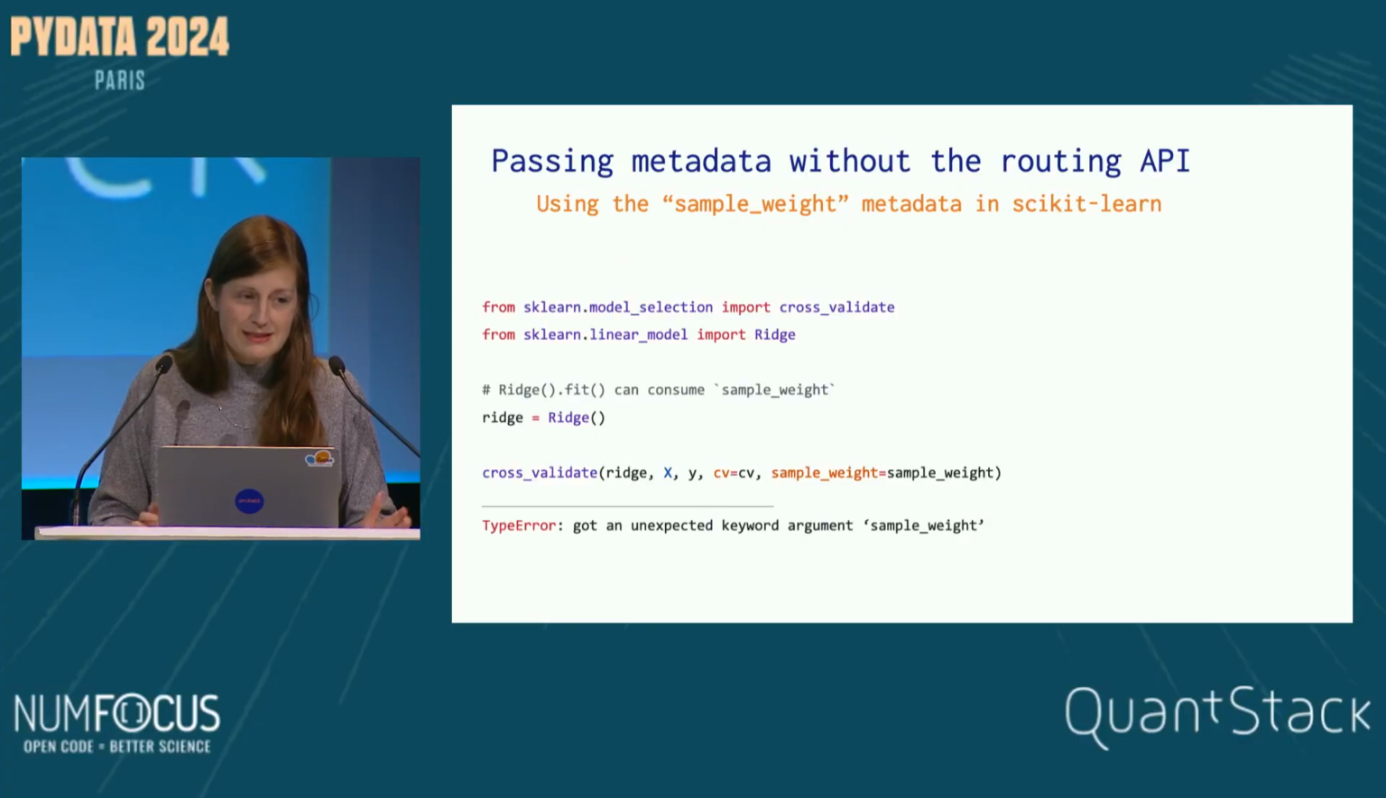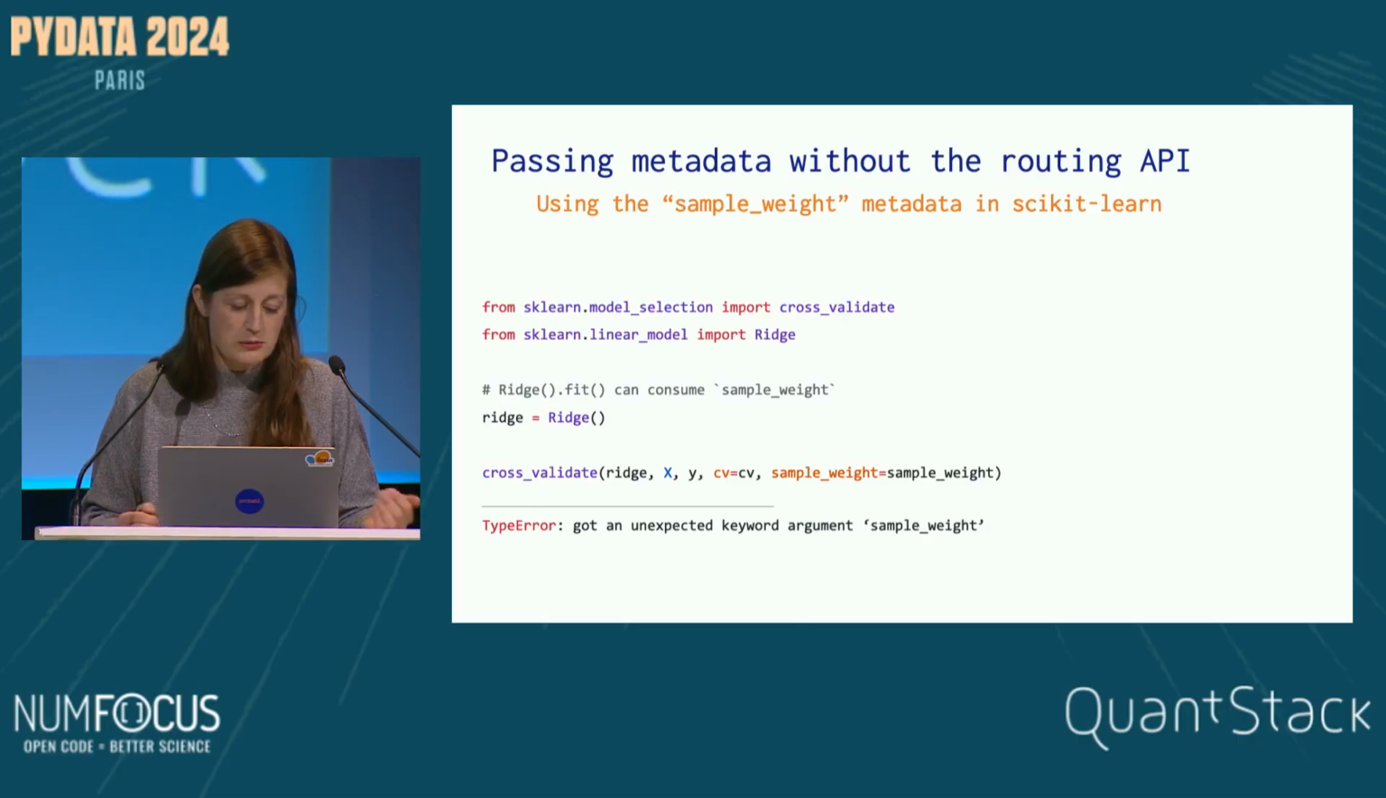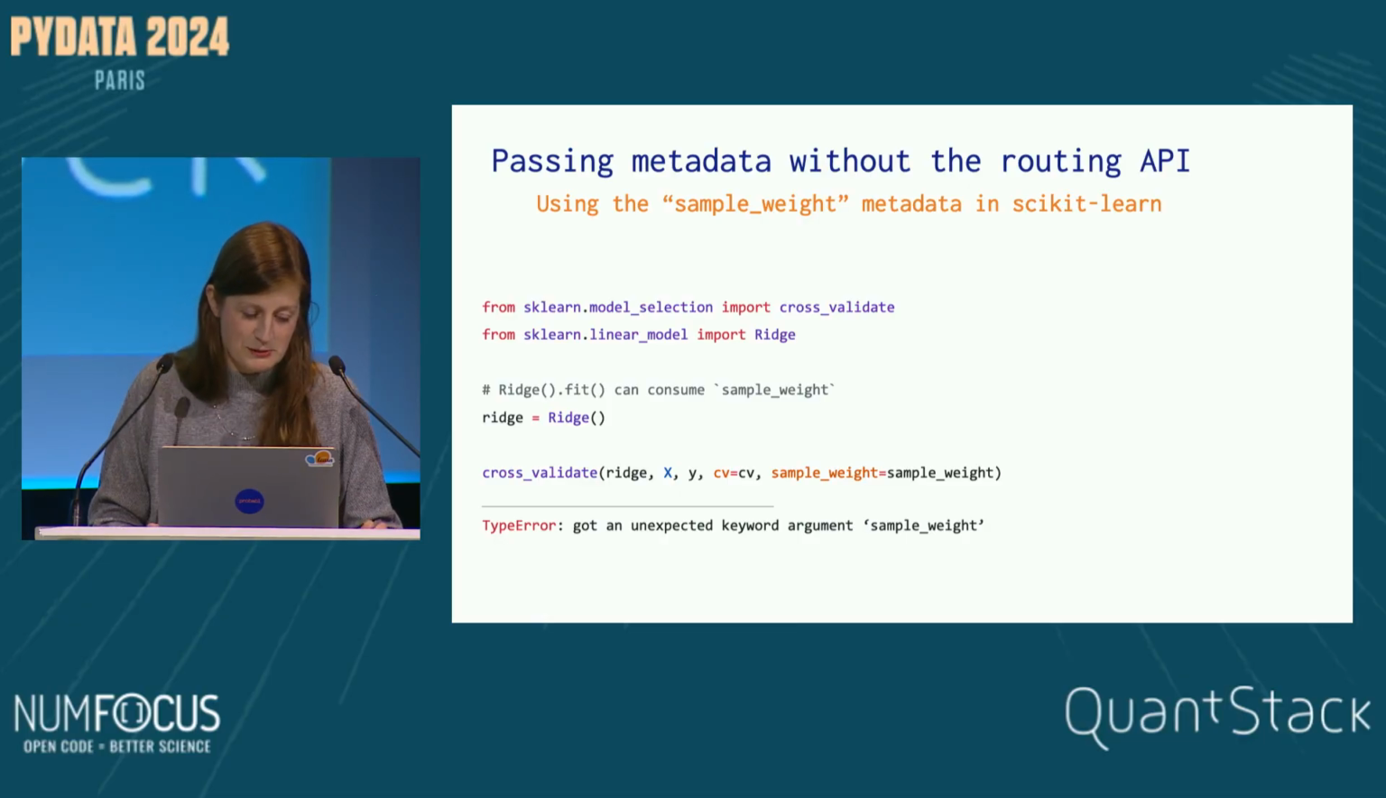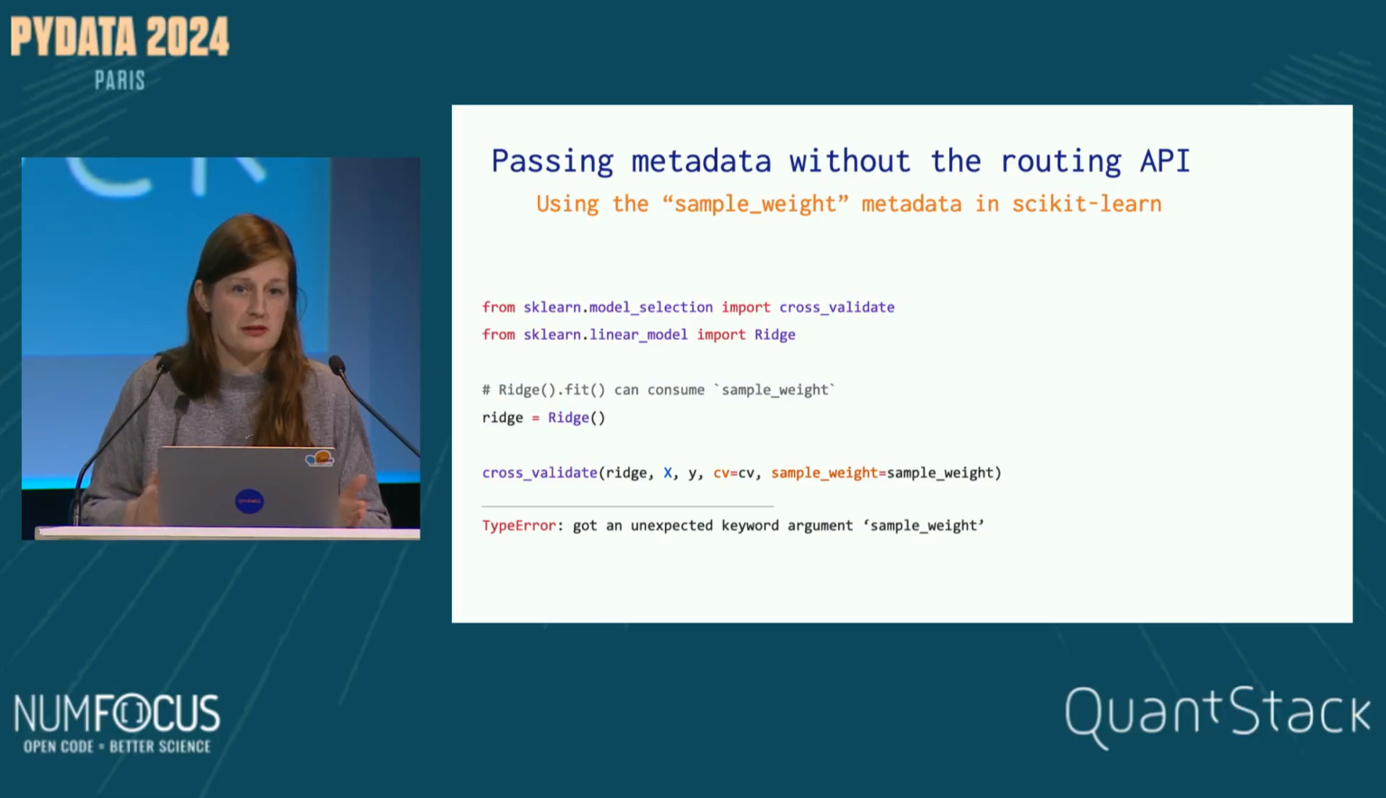But if we try to pass sample weight into cross-validate, such as we've seen before with the groups, we will be very dissatisfied because we get a type error. So it wasn't implemented. We would have expected, since Ridge.fit used on itself can deal with sample weight and take it into account, that when we pass Ridge into cross-validate and then sample weight as well, it would magically work, but unfortunately, this is not the case.